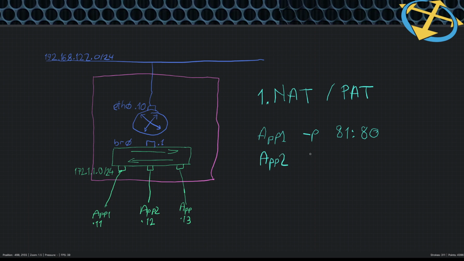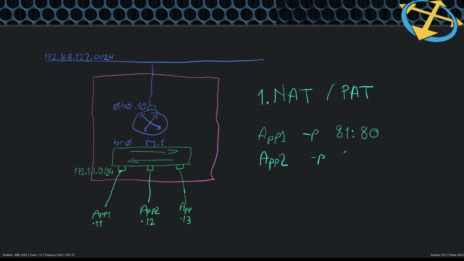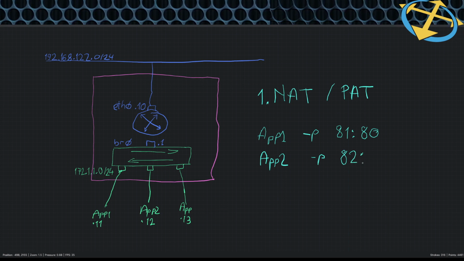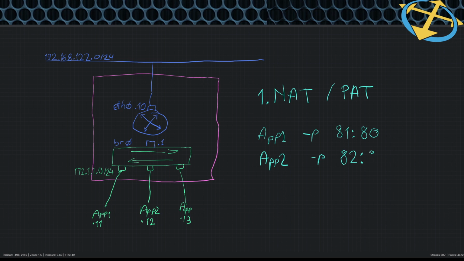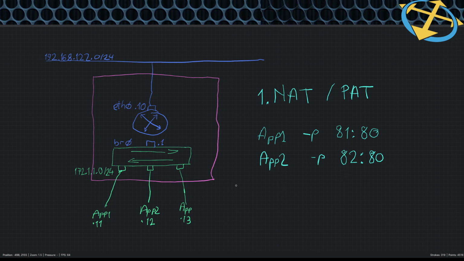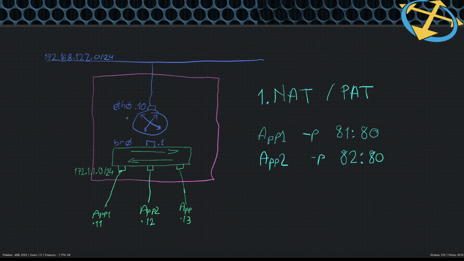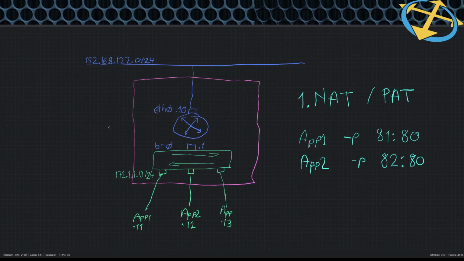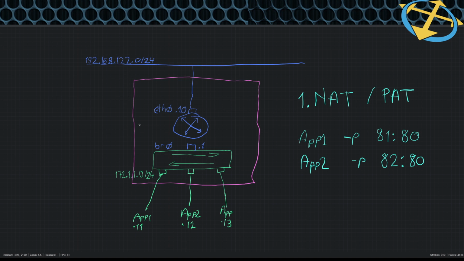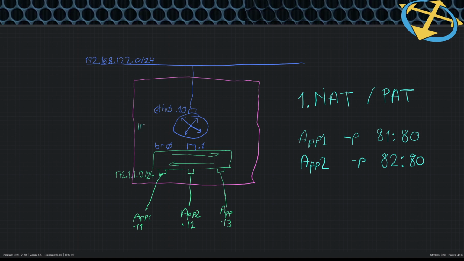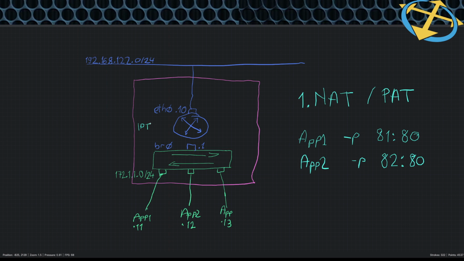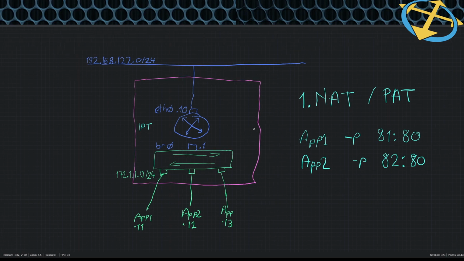For app2, similar, not quite the same: -p, this time 82, because I need another port that is not used on my physical host, and 81 is already used by the first rule, and it's sending the traffic to port 80 on the container app2. This can happen because here, inside my Linux host, I also have iptables running, and this iptables is doing the NATting.